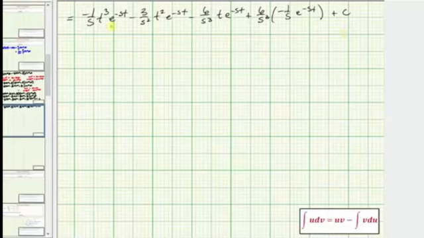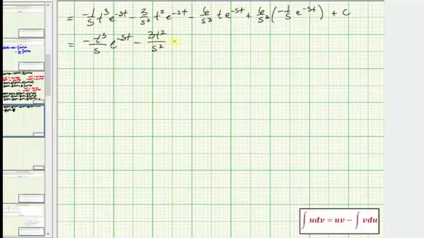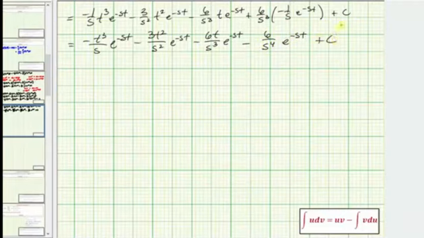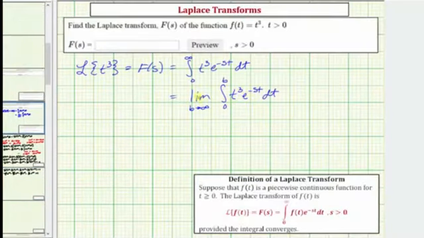So for this last step to find the indefinite integral, let's change the form of these first three terms and then we'll find this product. So let's write this first term as negative t to the third divided by s e raised to the power of negative st. Let's write the second term as minus 3t squared divided by s squared e to the negative st. Let's write the third term as minus 6t divided by s cubed e to the negative st. And let's write this product as minus 6 divided by s to the fourth e to the negative st and then plus c. So this is the indefinite integral. Remember, our goal was to find this definite integral, then determine the limit.